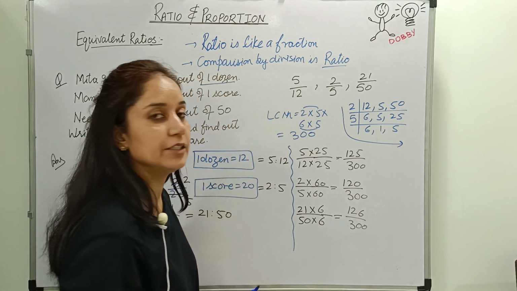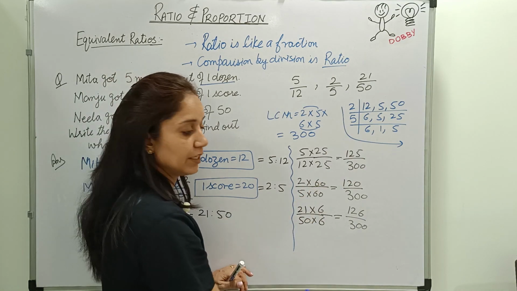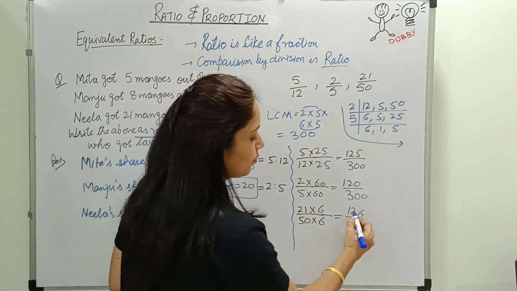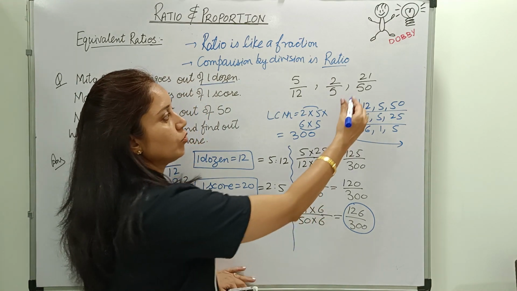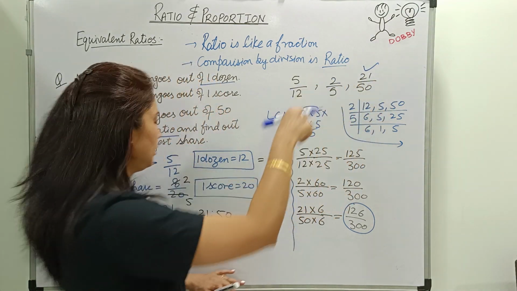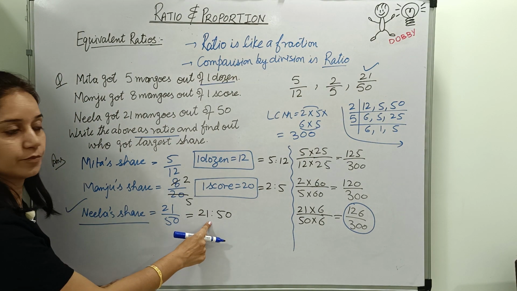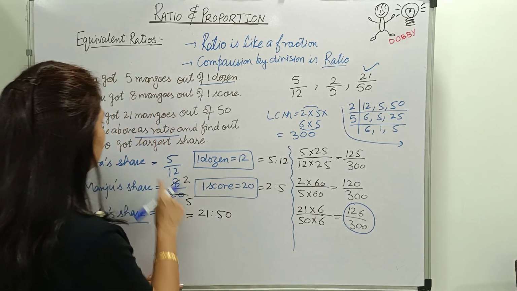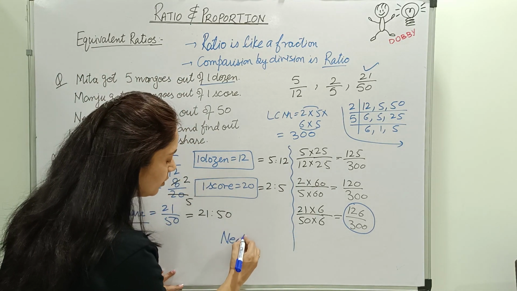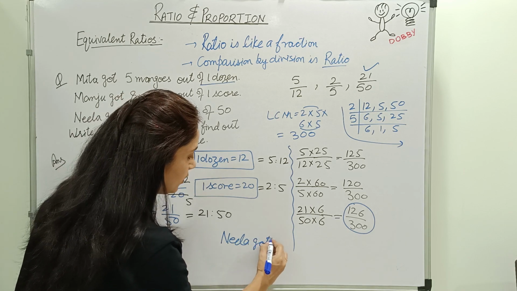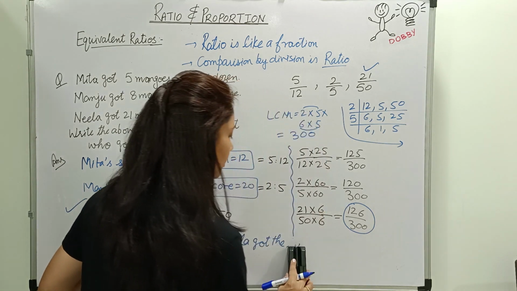Now you can easily check. All I have turned into like fractions, and which is the greatest fraction? 126 upon 300 is the greatest fraction. This is the share of whom? Third child. Who is the third child? Neela. So Neela's share is the greatest. So who got the greatest share? The question was asking who got the largest share. Last line of the question: Neela got the largest share.